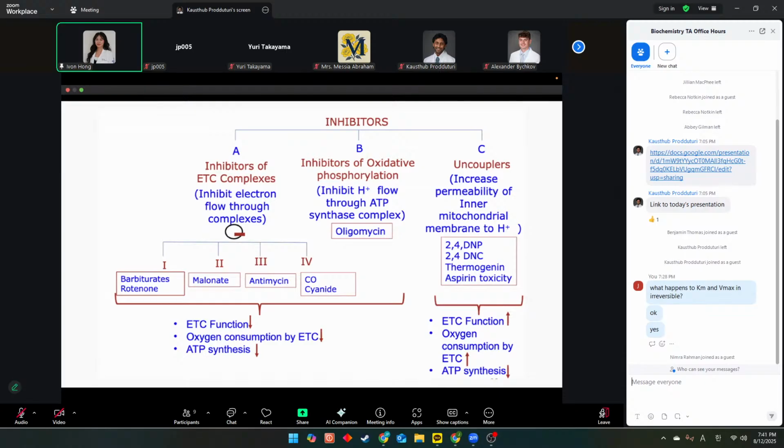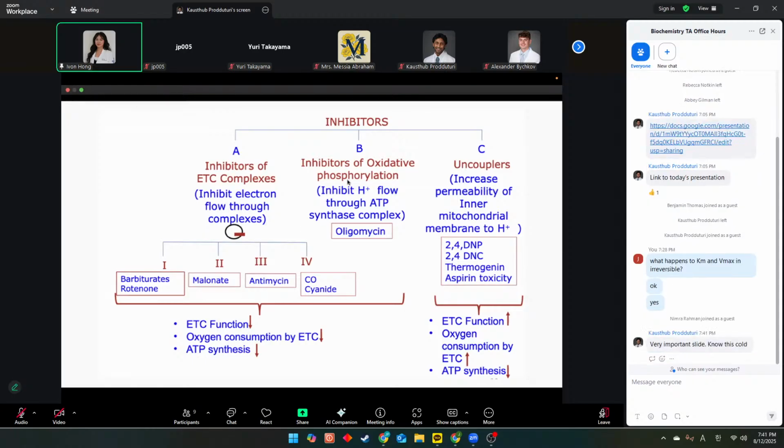And so because it's not moving forward, you're not using oxygen, because oxygen is the final acceptor, right? If the electron transport chain isn't moving, the oxygen's not going to get used. So your ATP synthesis will also decrease. Versus uncouplers, which will increase the permeability of the inner mitochondrial membrane to protons, which we mentioned before. Normally it's not permeable, but if you increase the permeability, all that pumping that we're doing is going to be for nothing.